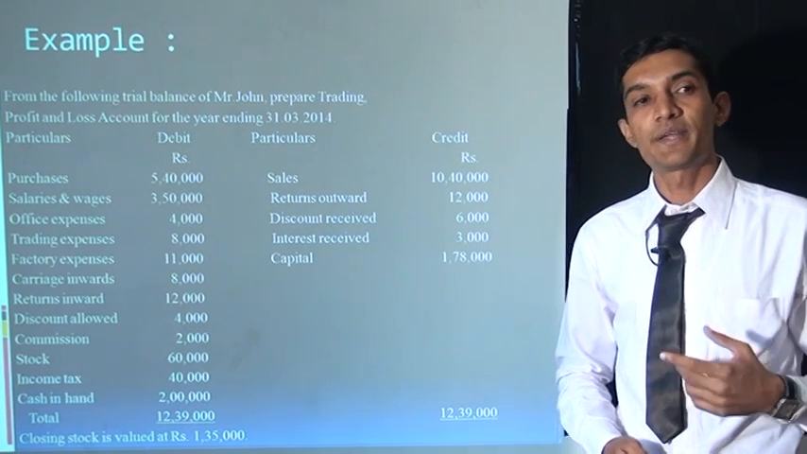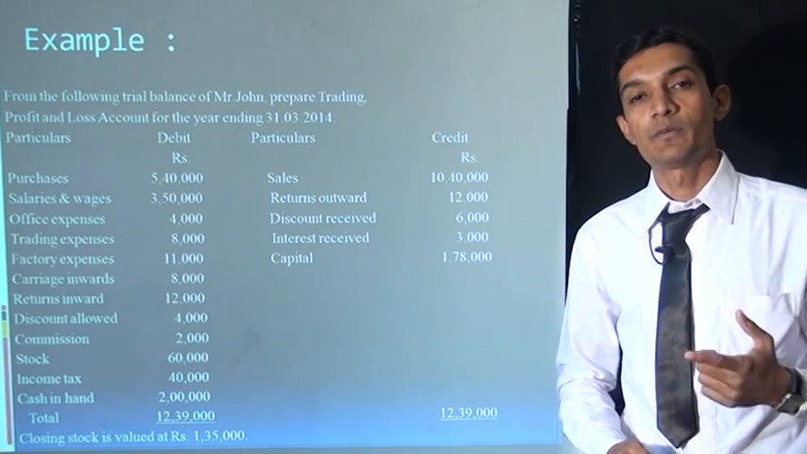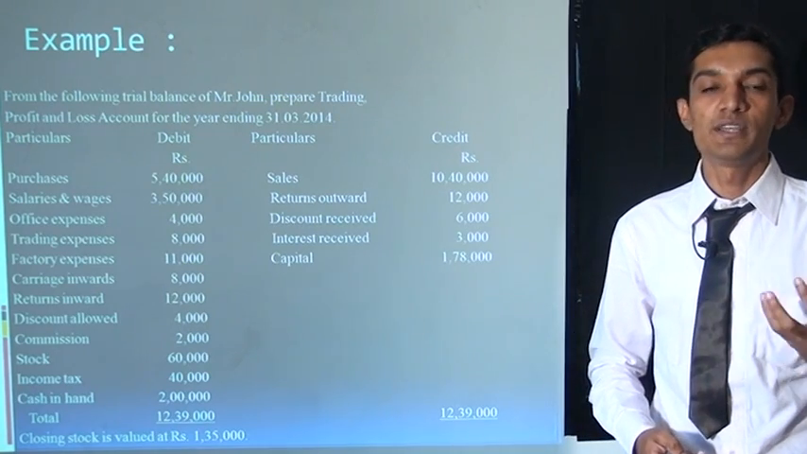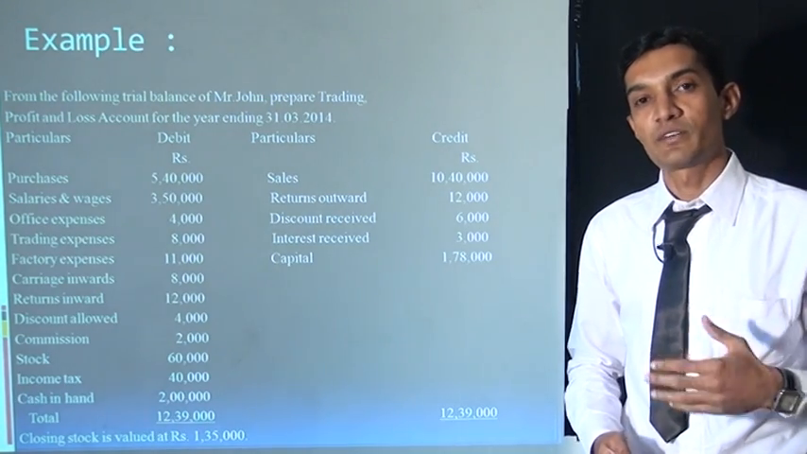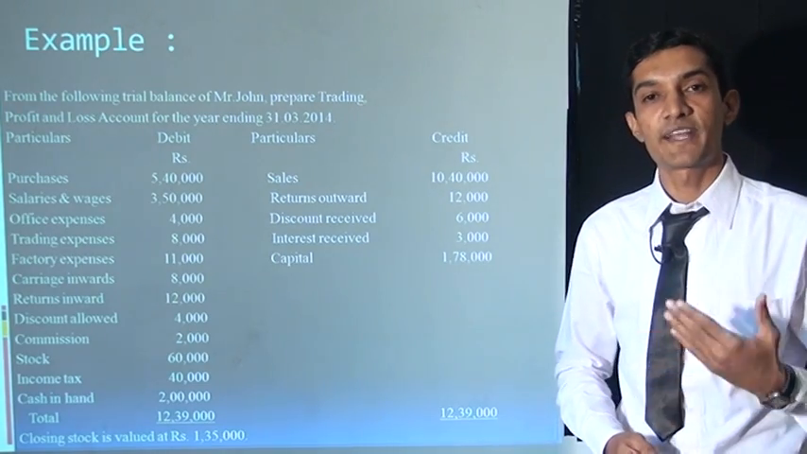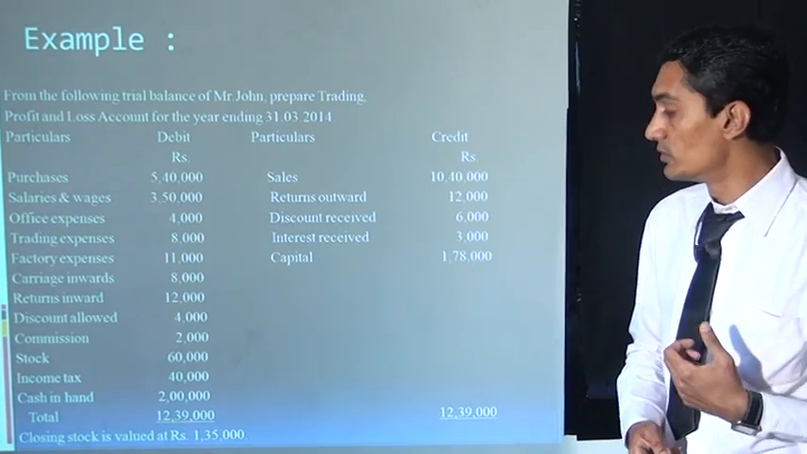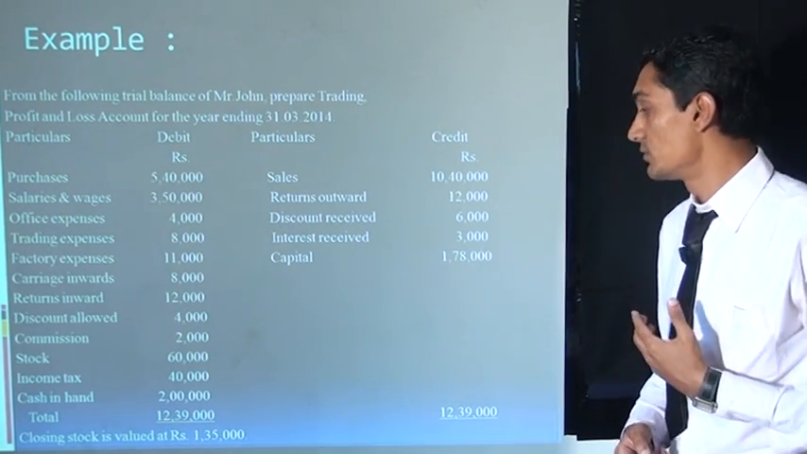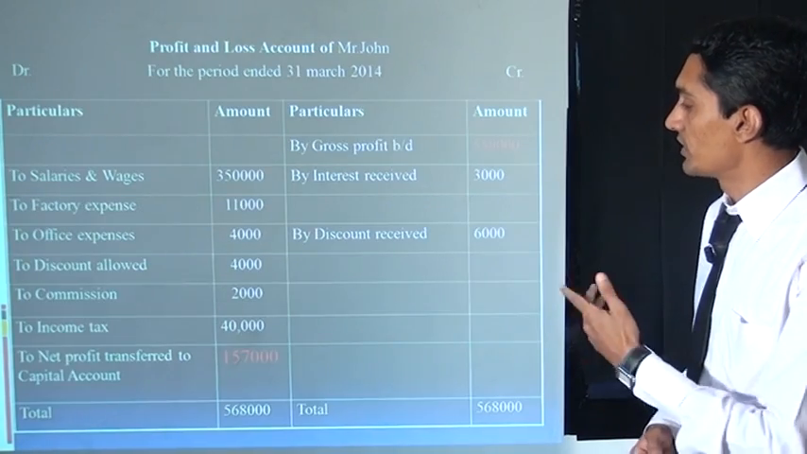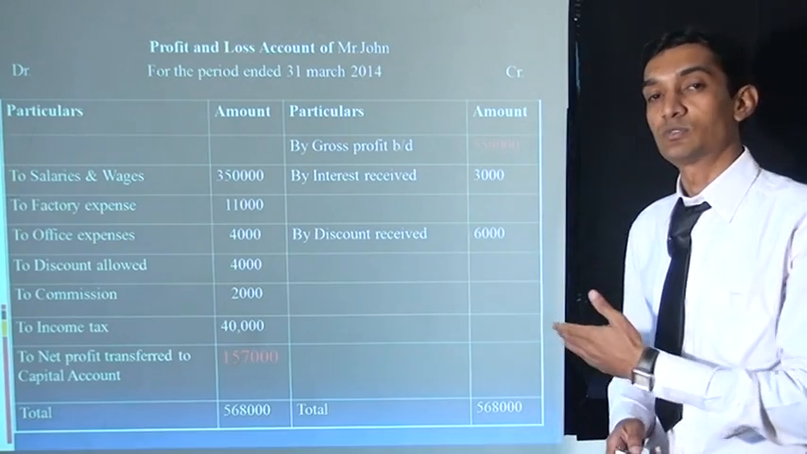Now the next transaction, income tax. Income tax is our expense, whatever we are earning from the whole year, after that whatever we give to the government is income tax. So income tax is our expense, and it comes under the profit and loss side. 40,000 rupees.